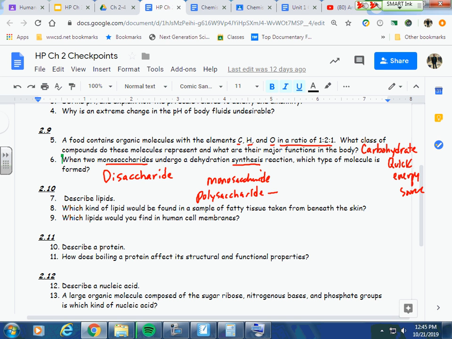We could get a really long chain that is animal long-term energy storage, which should be glycogen, but that's many monosaccharides. That's not just 2, so not that. All right.